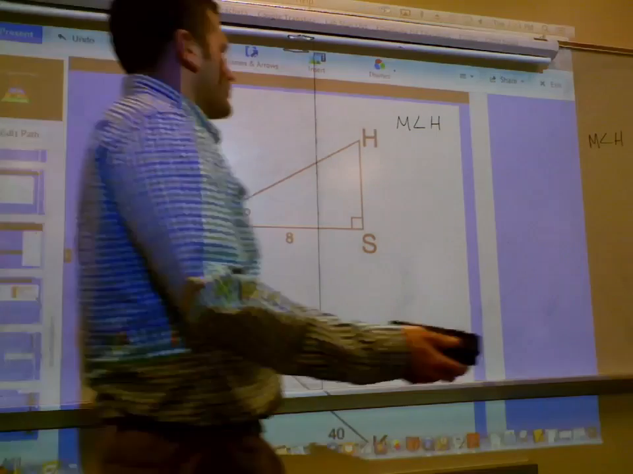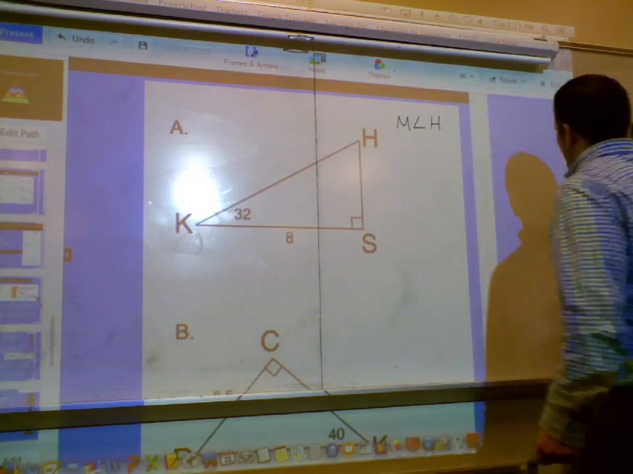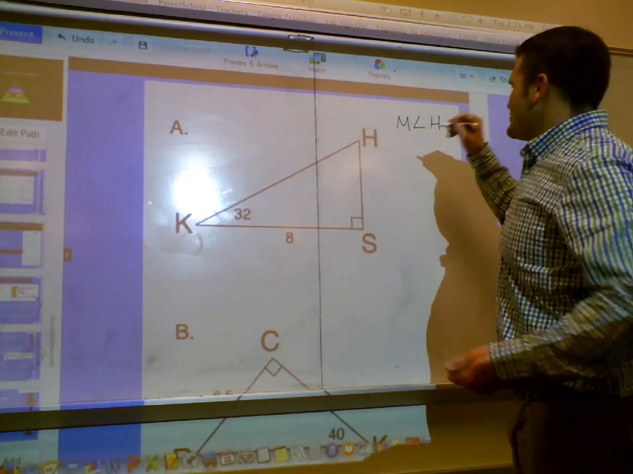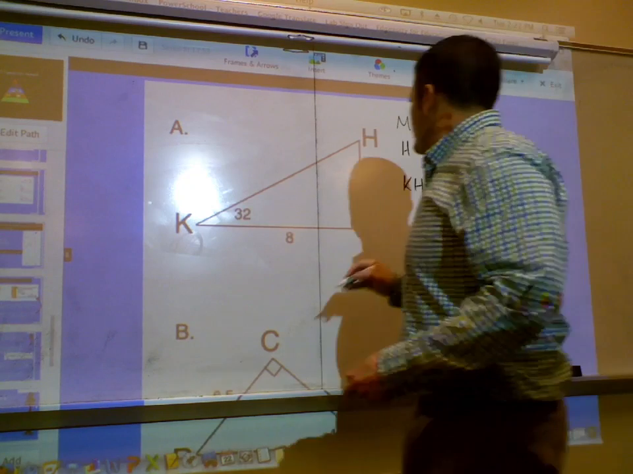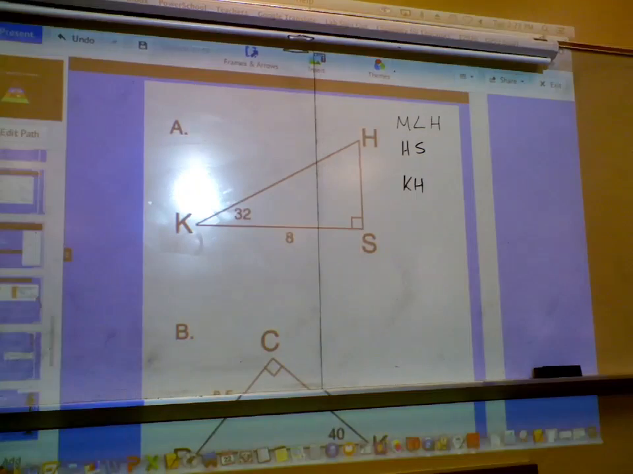You do not know the side HS. You don't know the hypotenuse. And we don't know KH. So we need to find that angle and those two side legs. We can do that. Now I gave you a list of tools. We can do SOHCAHTOA, angle sum theorem, Pythagorean theorem. So what do you guys want to find first?